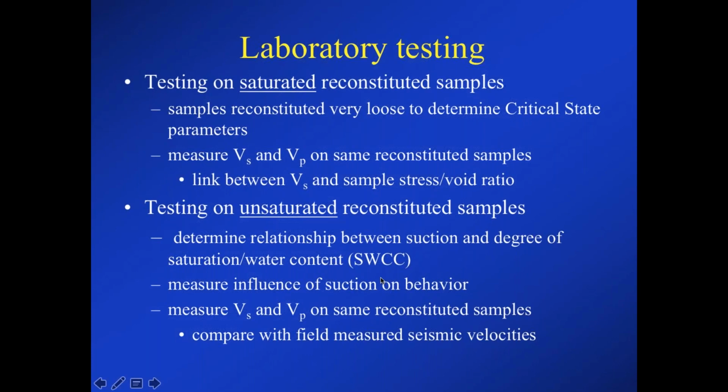So we did a series of tests on saturated reconstituted samples. We got a bulk sample that we considered to be reasonably representative. Fortunately, because it's a mine waste, it was relatively consistent. And so we reconstituted samples to very loose conditions so we could determine critical state parameters. And then we measured both the shear wave velocity and P wave velocities on those reconstituted samples. And so we were able to measure the link between shear wave velocity and the stress on the sample. So we normalized the stress out and then got the relationship between the normalized shear wave velocity and void ratio. I'll show you that in a moment.